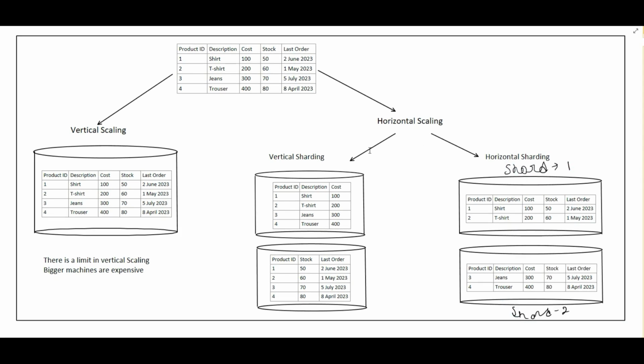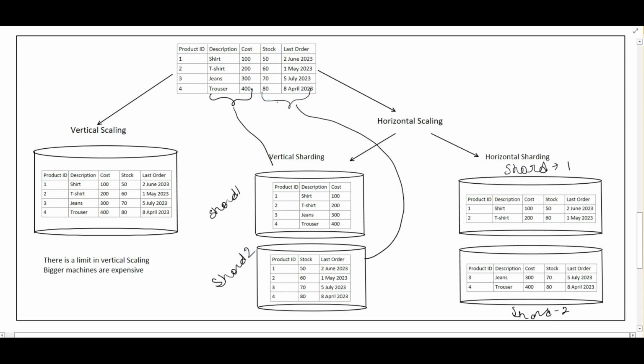So the next type in horizontal scaling is vertical sharding. In vertical sharding we have shard 1 and shard 2. In shard 1 these two columns will go together with the product ID column, and in shard 2 the other two columns will go together with the product ID column. It is used for enhancing the query, and if you want to apply extra security on a particular set of data, we can easily apply that security. So this is all about vertical sharding.